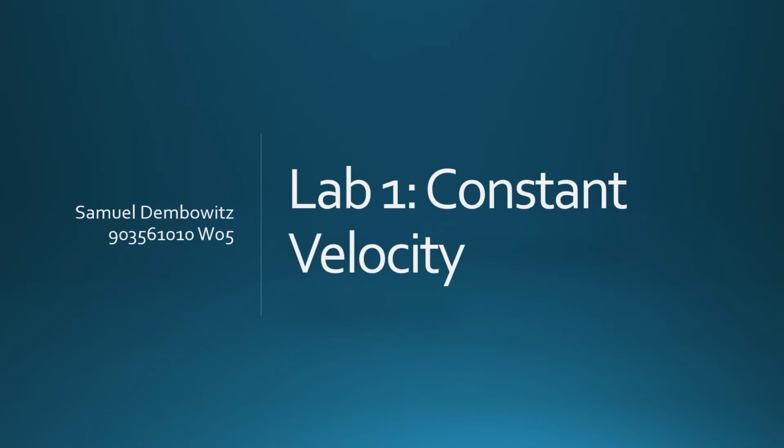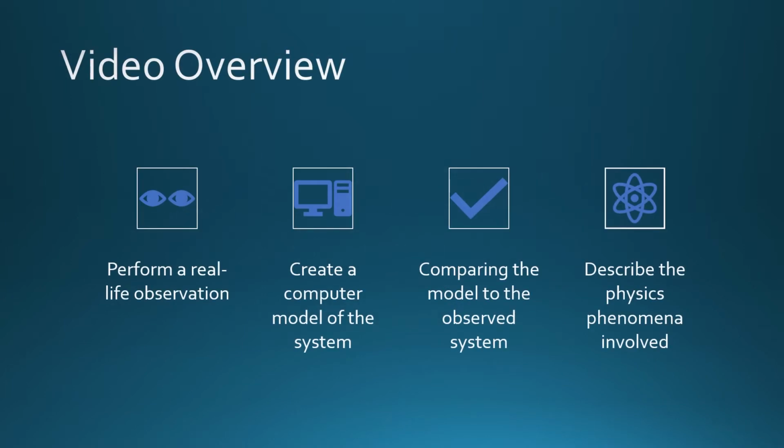Hello everyone, my name is Samuel Dembowitz and I will be talking about our first lab, constant velocity. In this presentation I will be discussing how I performed a real-life observation of constant velocity, how I then created a computer model of that observed system, how I then compared the model to the observed system, and throughout the presentation I will be describing the physics involved in both of these systems.